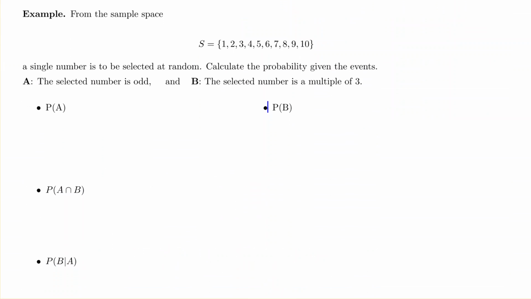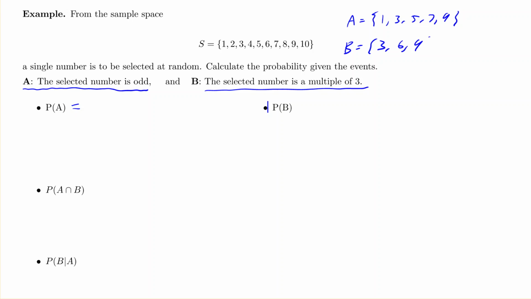From a sample space of 1 to 10, so we have a total of 10 numbers, a single number is to be selected at random. Calculate the probability of the given events. Let's say event A is selecting an odd number, and B is selecting a multiple of 3. So what's the probability of selecting A? Well, we can list the whole sample space. Our odd numbers are 1, 3, 5, 7, and 9. And the multiples of 3 are 3, 6, and 9. So what's the probability of A? Well, there are 5 numbers out of 10.